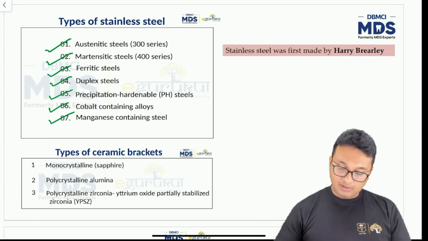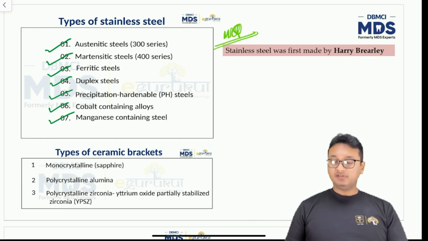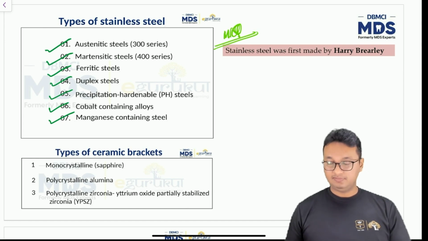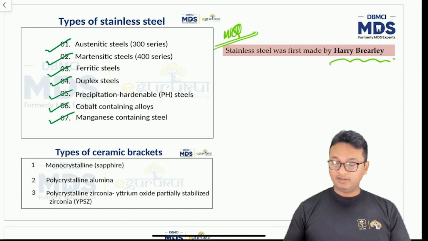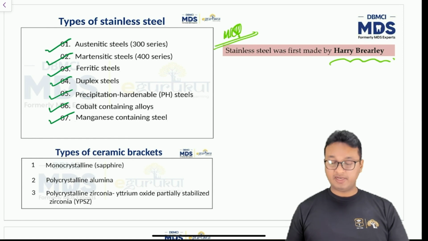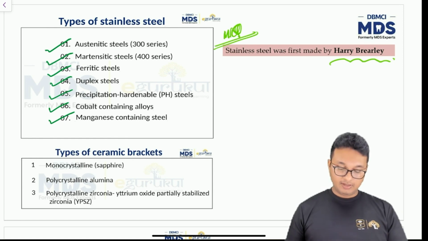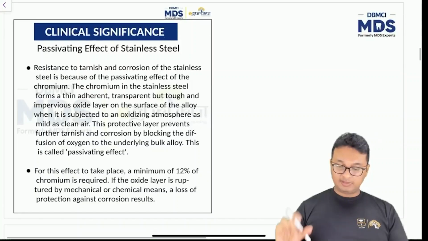Now, a small MCQ, direct MCQ. Stainless steel was first made by Harry Brearley. Please remember this name. This was the person who was the first inventor of stainless steel. So types of ceramic brackets we have talked about earlier. I'll delete this particular box later on.